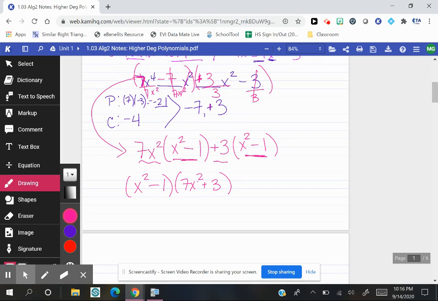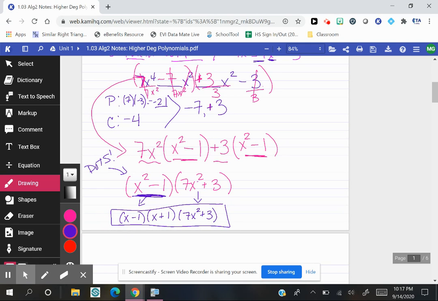Now, we look at that and we say, can we factor any of these further? And the answer is yes. Right here, you have a difference of 2 squares. X squared is a perfect square, 1 is a perfect square, and it's subtraction, so it's a difference. So I could factor that as x minus 1 and x plus 1. And then don't forget to bring down this binomial still, 7x squared plus 3. Now check, can I factor any of these further? And the answer is no. So that would be our final answer.